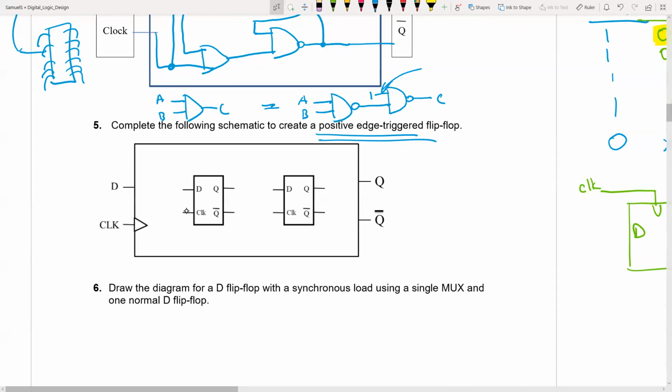So we want the positive version of the clock to go here, and we want the inverted version of the clock to go here. And then D will go into there. The output Q of the first latch will become the D input of the second latch. And then these are your answers, Q and Q bar.